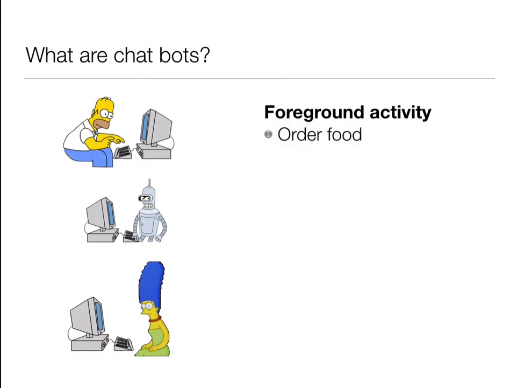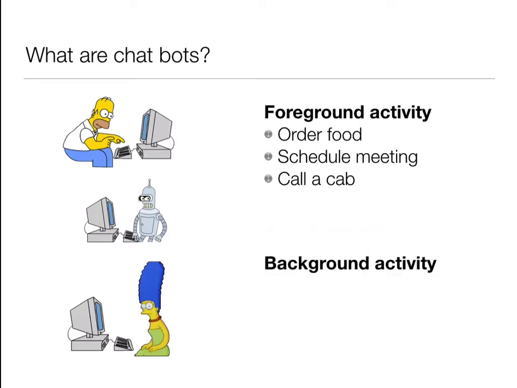So for example, you can ask it, bot, please order me food. And you can say, I want to schedule a meeting, or I want to call a cab. Additionally, it can do passive actions.